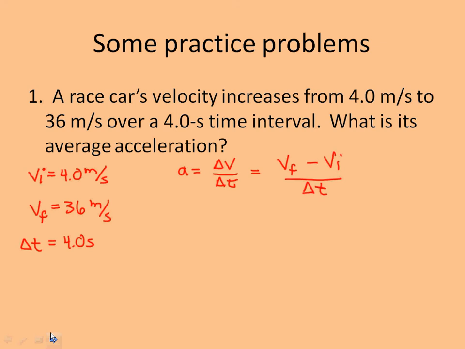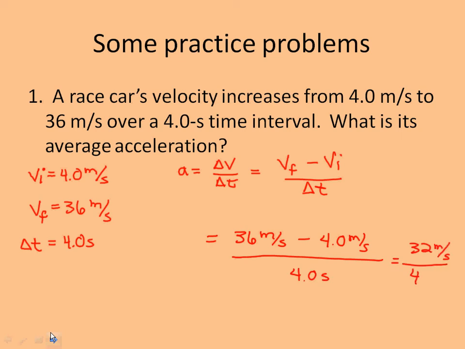Let's put in our numbers. 36 meters per second is your final velocity. Subtract 4 meters per second and divide all of that by 4 seconds. So you end up with 32 meters per second divided by 4 seconds, dropping some sig figs just for simplicity's sake. And 32 divided by 4, we're back to sig figs. We only have 2, so 8.